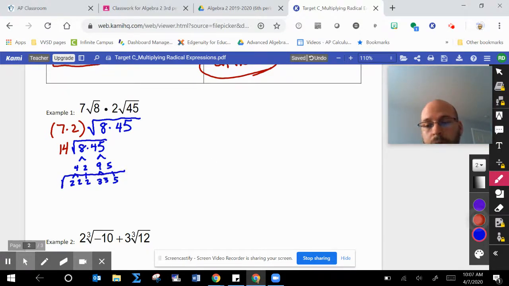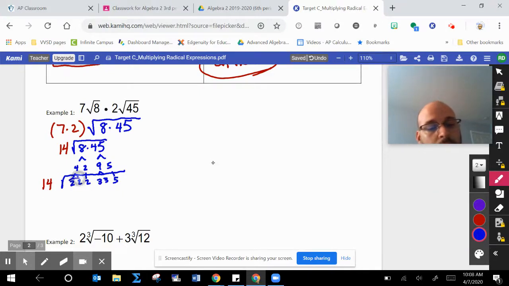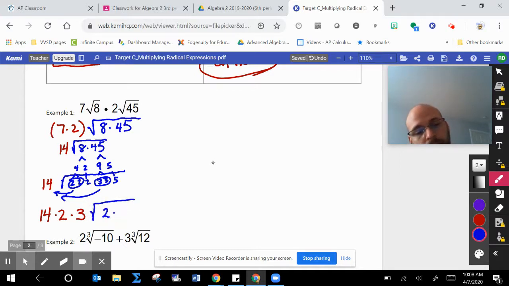Now, there is already a 14 in front. So let's see if we have to multiply that 14 by any values. Because it's a square root, I can take a 2 out. I can also take a 3 out. Now, I'm going to write exactly what this is going to look like. I could take a 2 out. I could take a 3 out. But inside is still going to be a 2 and a 5.